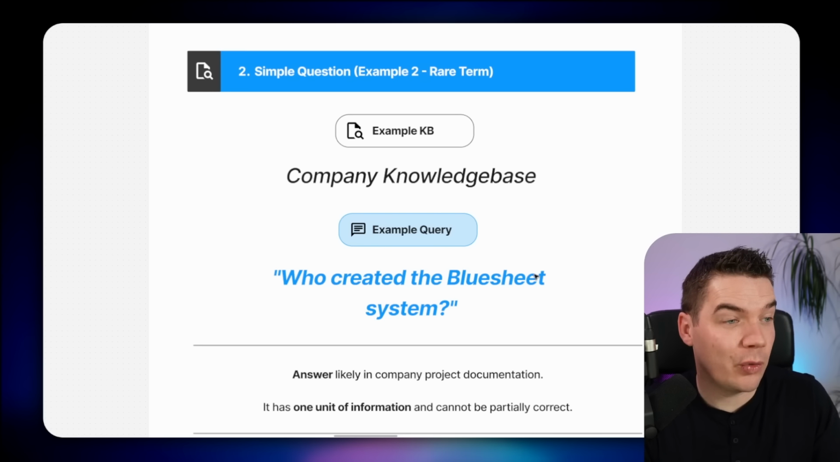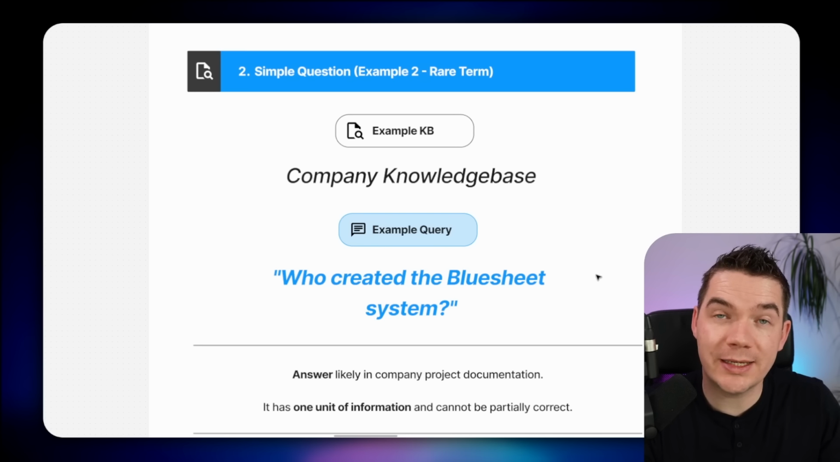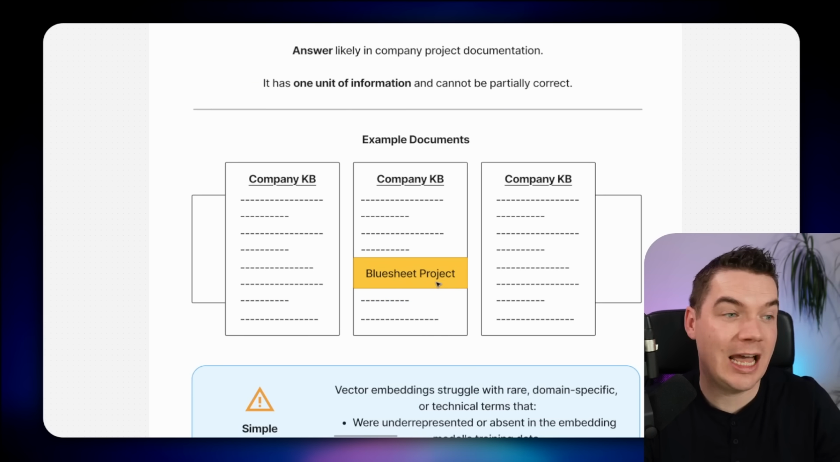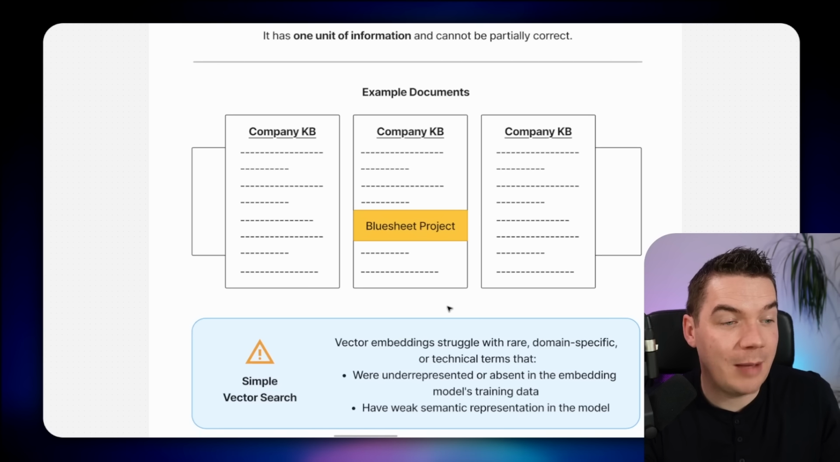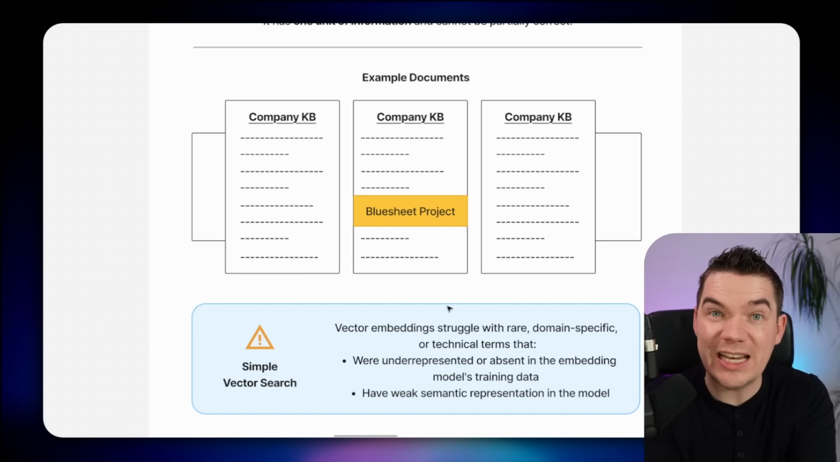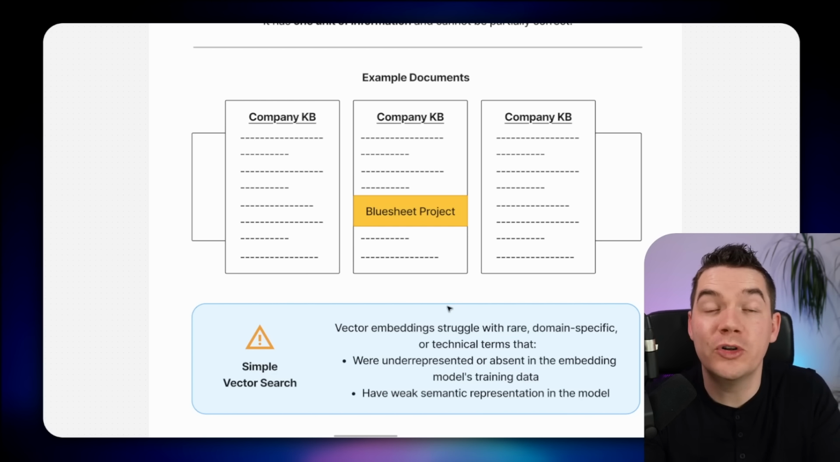So for this example query, who created the Blue Sheet system? Blue Sheet is a company term. It's a system that the company created and they just dreamt up a name. And the Blue Sheet project might be contained within the knowledge base. But the problem here is vector embeddings are going to struggle on this domain-specific term because it was totally absent or is underrepresented in the embedding model's training data.